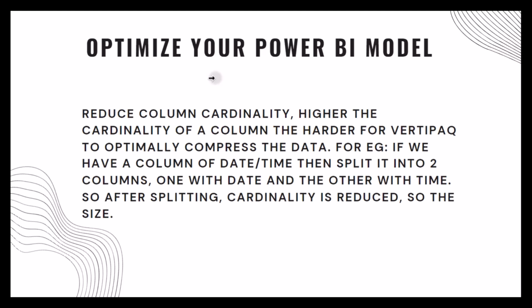Another step is to reduce column cardinality. The higher the cardinality of a column, the harder it is for VertiPaq to optimally compress the data. For example, if we have a column of date time, then split it into two columns, one with date and the other with time. So after splitting, cardinality is reduced and so is the size. And you can also handle the data more effectively.